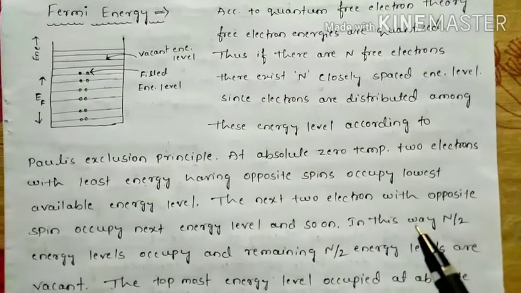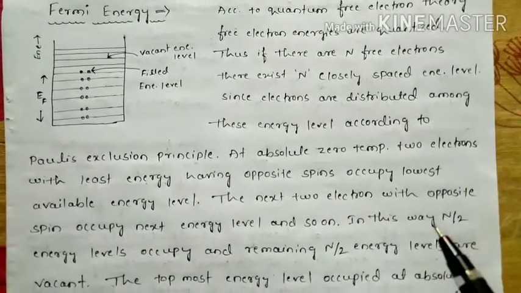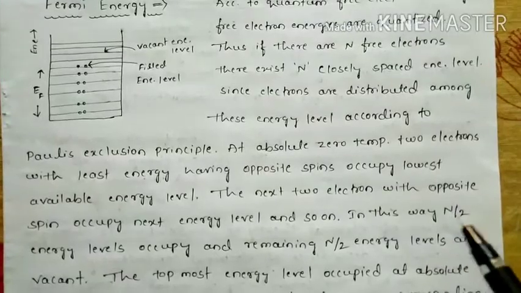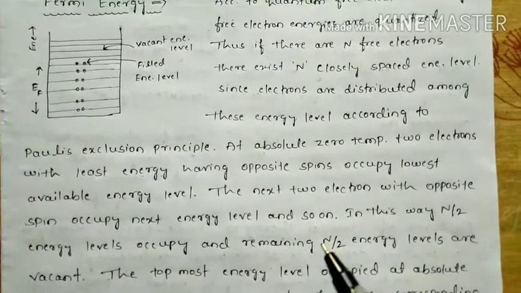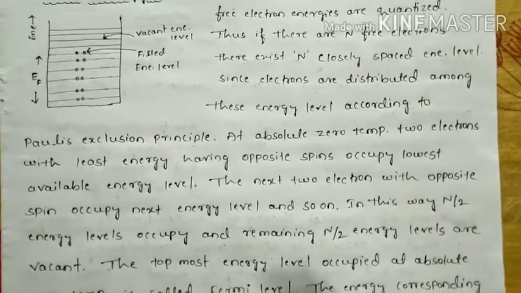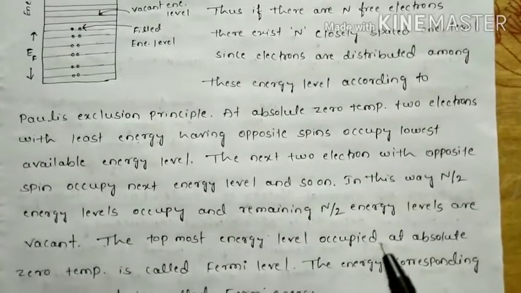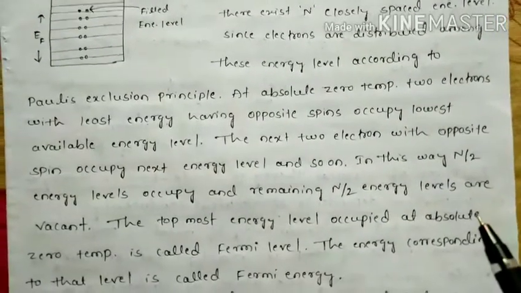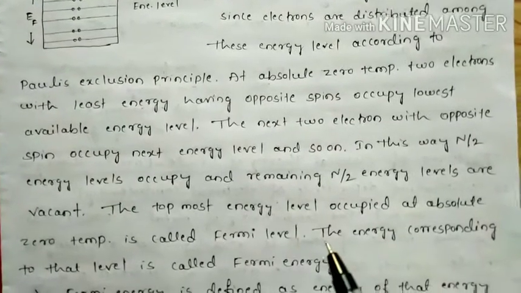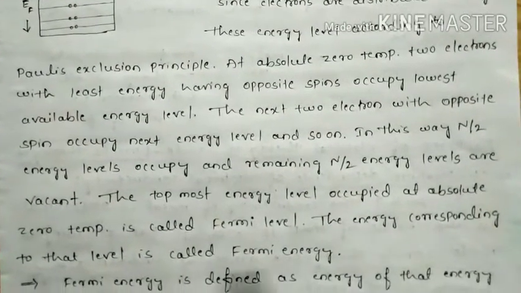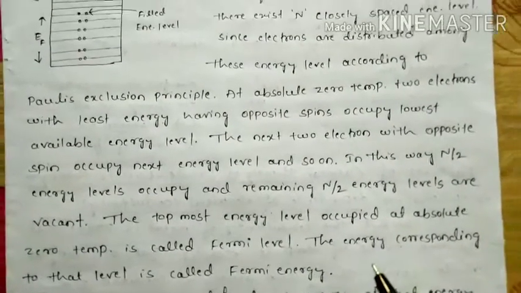In this way, these n free electrons occupy n divided by 2 energy levels and the remaining n divided by 2 energy levels are vacant. The highest energy level occupied at absolute zero temperature is called the Fermi level. The energy corresponding to that level is called Fermi energy.